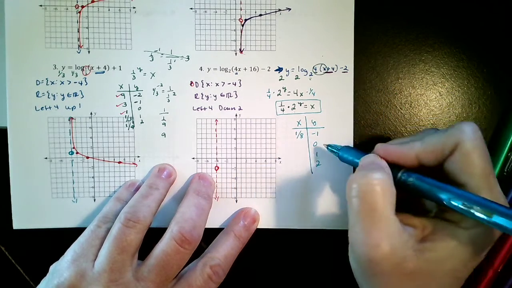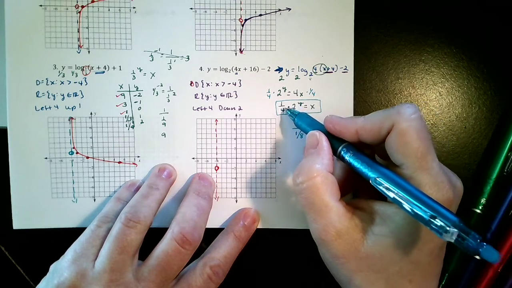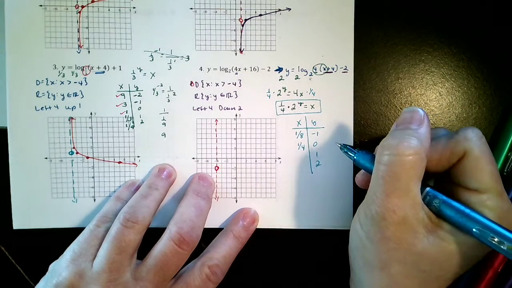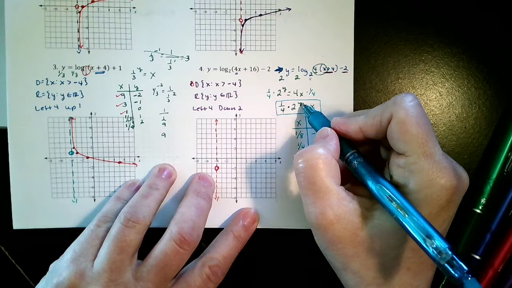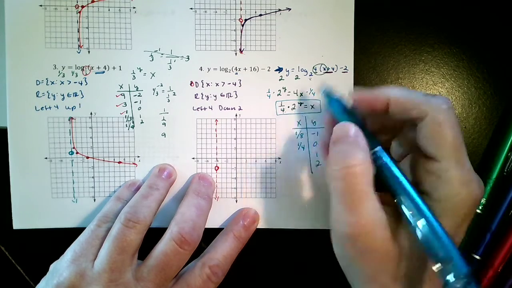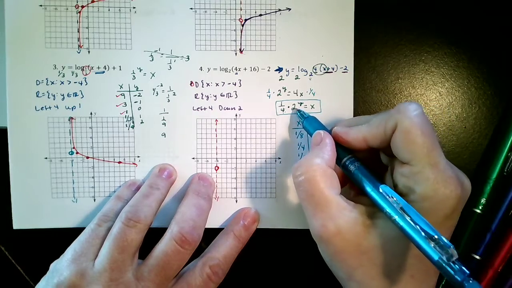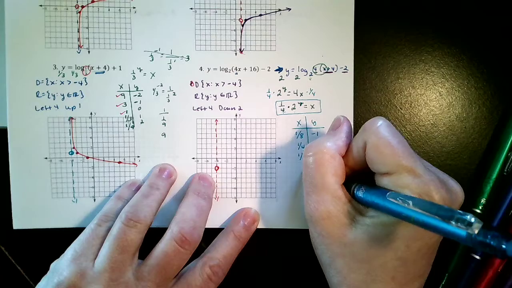That's going to be ugly to graph. If I put 0 in there, 2 to the 0 is 1. 1/4 times 1 is 1/4. Not much prettier to graph. If I put 1 in there, 2 to the first power is 2. 1/4 times 2 is 1/2. If I put 2 in there, 2 to the second power is 4. 1/4 times 4 is 1.